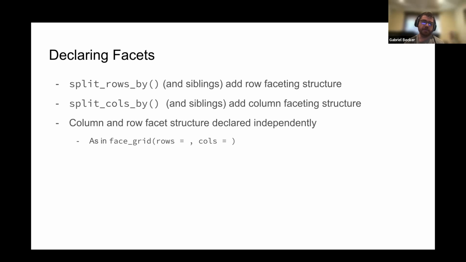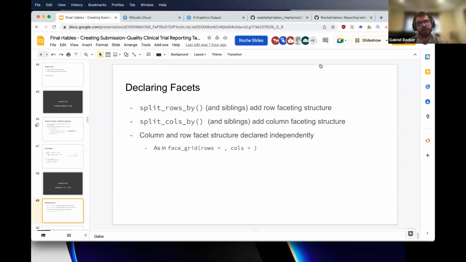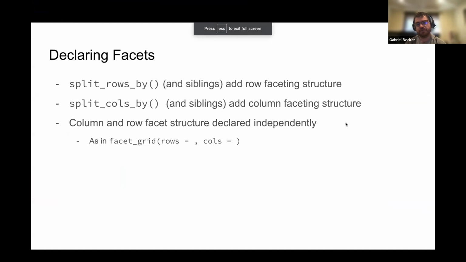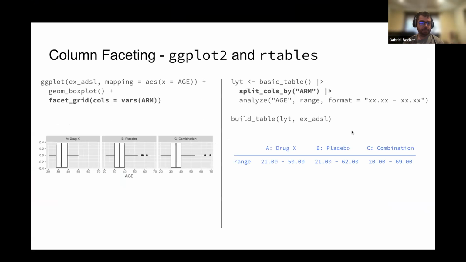And much like in ggplot, when you have facet_grid, and that should say facet_grid, not face grid, that's a typo. You declare the faceting in rows and columns independently, and we do the same thing. So we have functions that declare faceting in row space, and we have functions that declare faceting in column space, and you can call each of them, and they're not going to interfere with each other, but they combine, just like in ggplot2, to ultimately create the full grid of faceting that you want. So go ahead, Adrian.